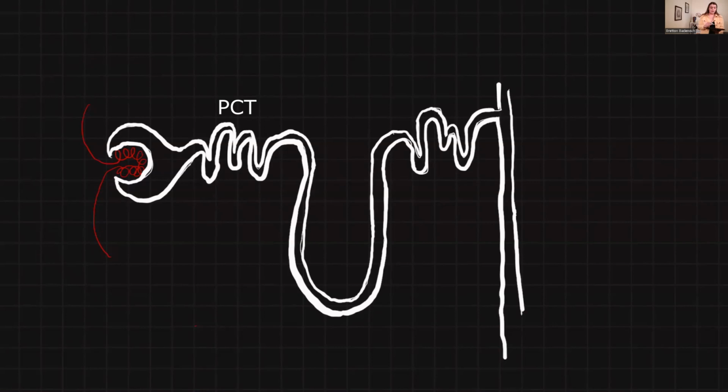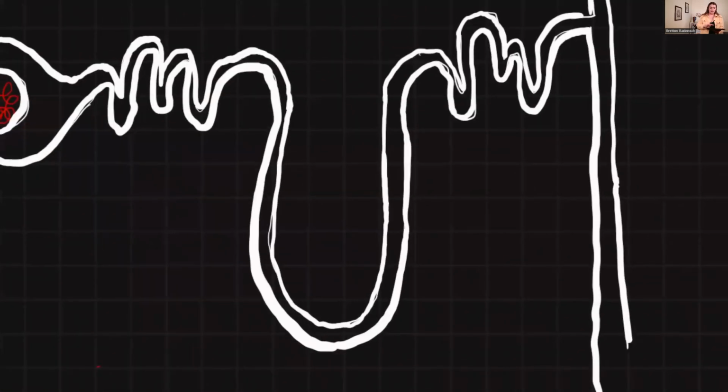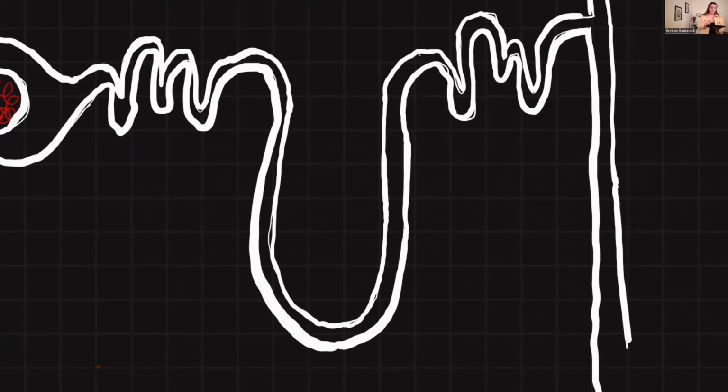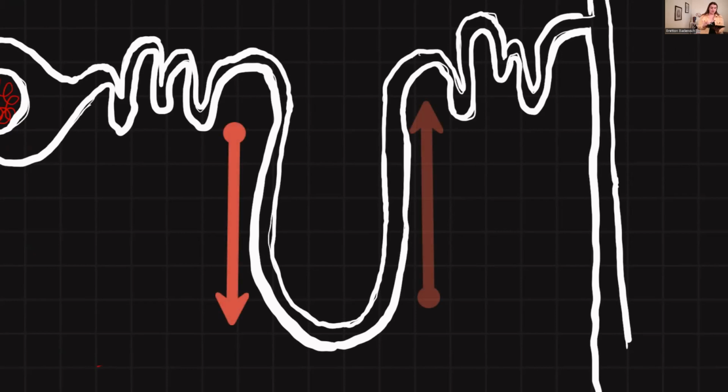But we're really going to focus in on this step here. This is the loop of Henle. And this is very important in terms of the MCAT. The loop has two portions, a descending and an ascending portion.